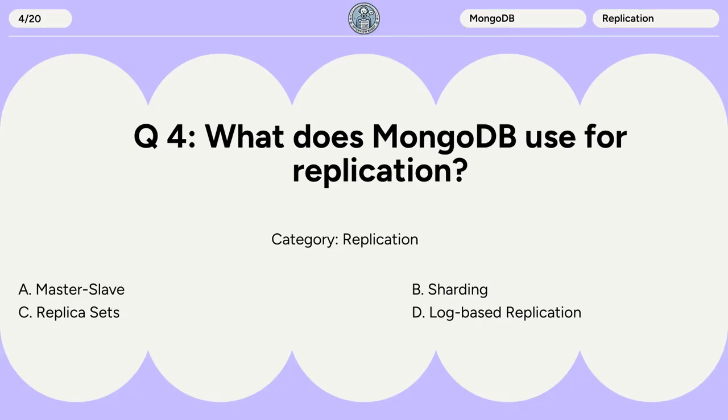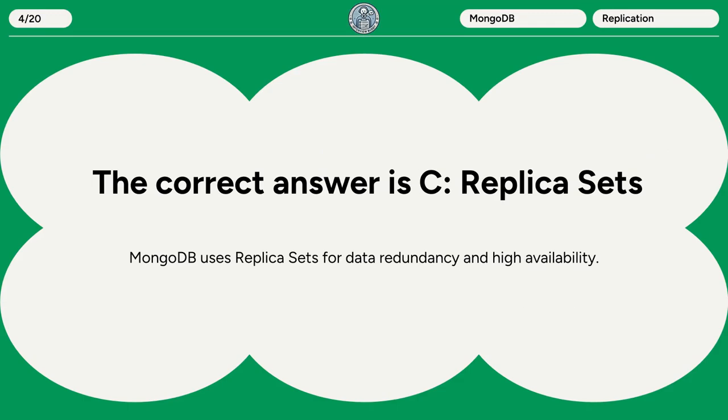Question 4. What does MongoDB use for replication? A. Master-slave. B. Sharding. C. Replica sets. D. Log-based replication. The correct answer is C. Replica sets. MongoDB uses replica sets for data redundancy and high availability.